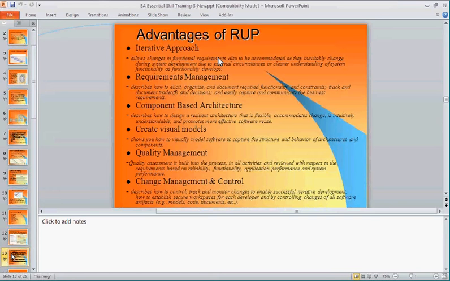So it forces you to build component-based architecture. Another advantage of RUP is it creates visual models now, which is again as important as the others. Why? Because many of us, if we draw it, if we see a diagram, if we see models, then it makes it clearer for us, right? Whether it is a model for requirements, whether it is a model for net present value.